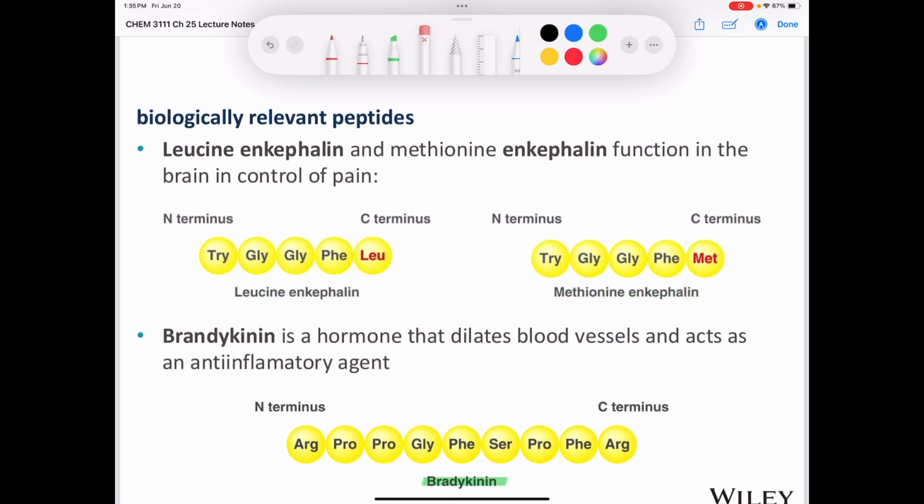Bradykinin, shown down here on the bottom, is another biologically important peptide. It functions as a hormone that dilates blood vessels and acts as an anti-inflammatory agent. Bradykinin is a nonapeptide, so you can see it's got 9 residues with the sequence that's shown here. So you've got arginine, and then proline, proline, glycine, phenylalanine, serine, proline, phenylalanine, arginine.